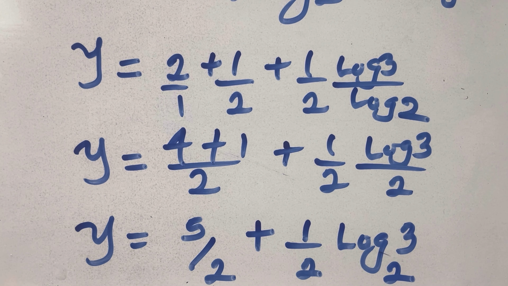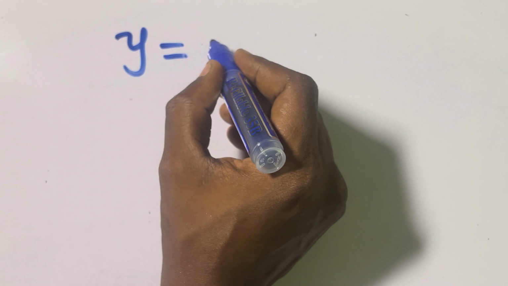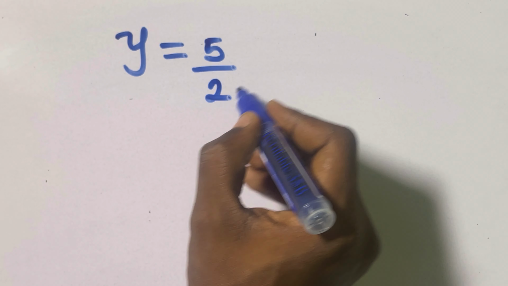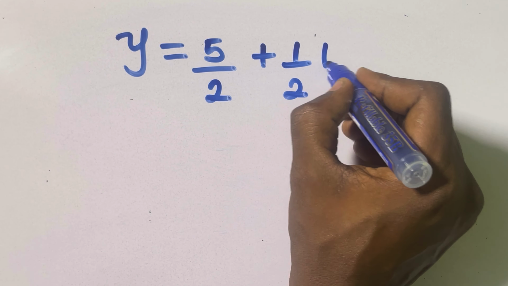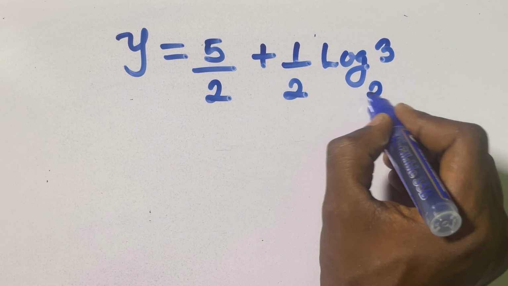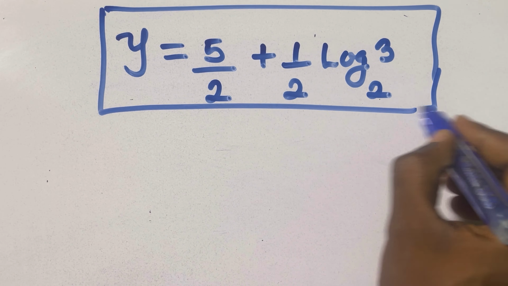I hope you understand. Let me know in the comment section. So our final value of y will be 5 divided by 2 plus 1 divided by 2 log 3 in base 2. So this is our final answer.